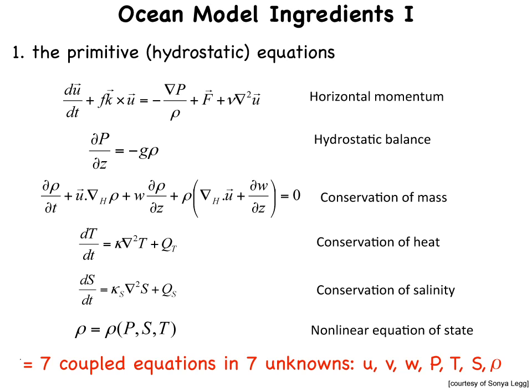We conserve mass, and if we assume incompressible, that's the same thing as conserving volume in the ocean. Like the atmosphere, we have to conserve heat. We also have to conserve salt in the ocean. And then we've got this nasty nonlinear equation of state to deal with. Many people have told you that these are the equations that allow you to be the master of the universe. Is that what you said? You've got 7 coupled equations and 7 unknowns to solve for.